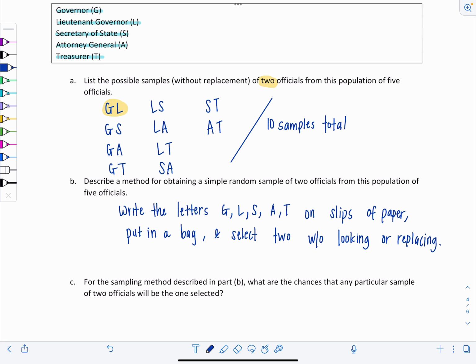You could also assign each of them a number. And if you had a 5-sided die, you could roll it, but then, that wouldn't work because you don't want replacement. So no, forget that.